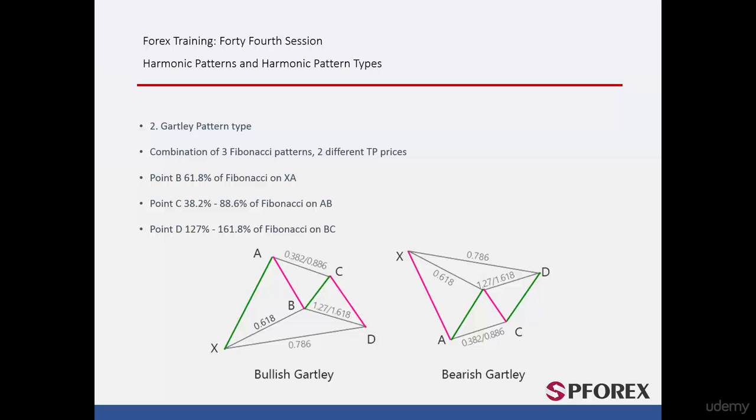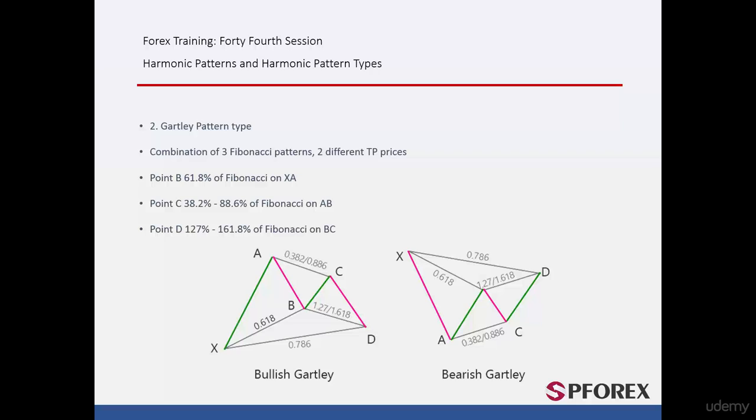The trend moves from the starting point X toward the point A. Then it reverses its direction until it reaches point B. If the first Fibonacci is drawn on the XA line, then B should be around the 61.8% level. On the reversal point B, the trend returns to its direction and proceeds to a certain point C. The second Fibonacci should be drawn on AB, and C must be between 38.2% and 88.6% of the second Fibonacci.